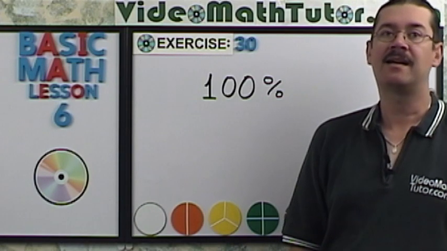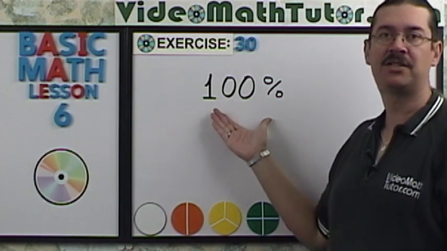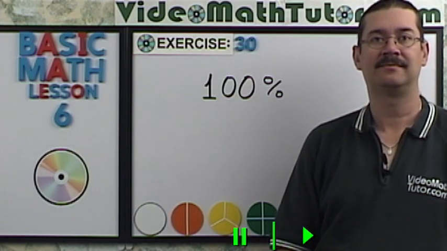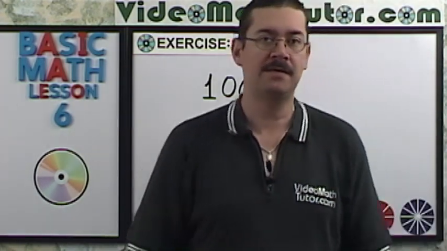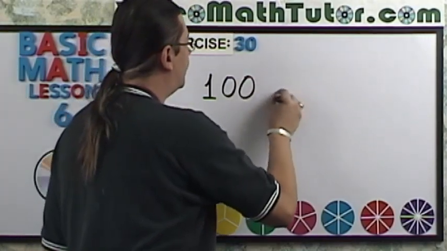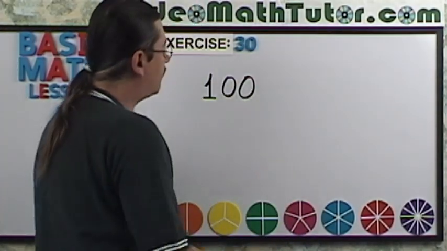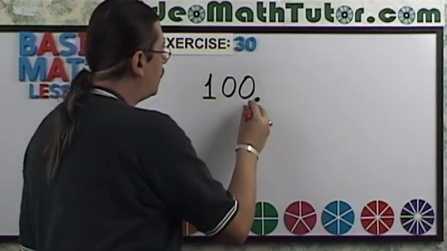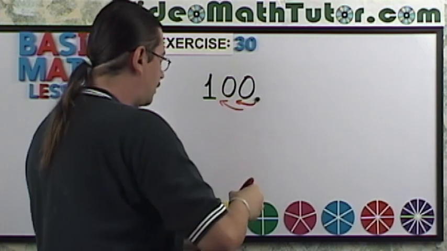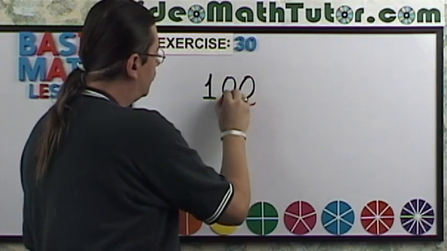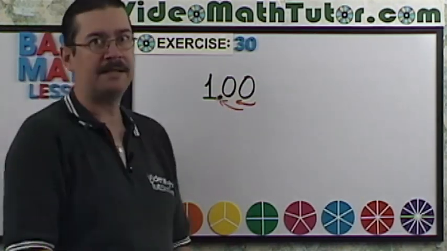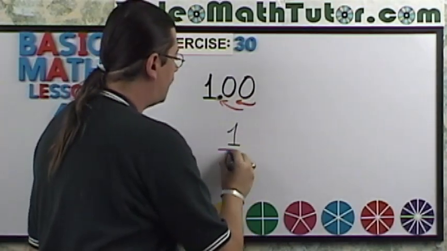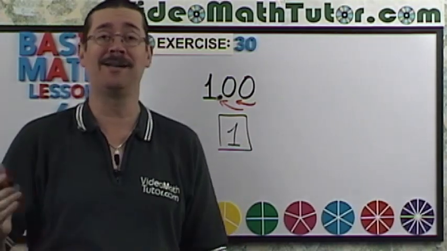For exercise 30, I'd like you to convert this percentage to a decimal. Go for it. Well, the first step is to get rid of the percent symbol right there. Now you can think of 100 having a decimal point right there. And you then need to scoot it over 2 places to the left. Well, let's just move it over there. Now let's clean this up. For the final answer, you really don't need those zeros, or a decimal point for that matter. So our final answer is just 1.